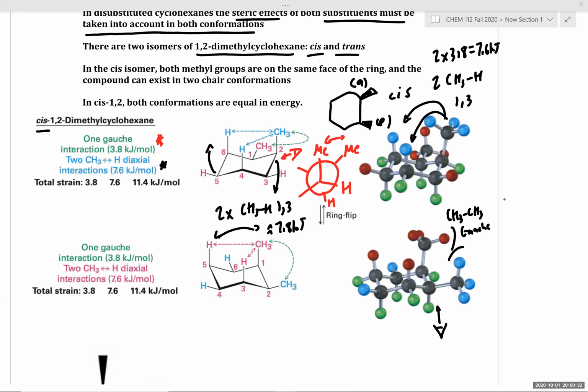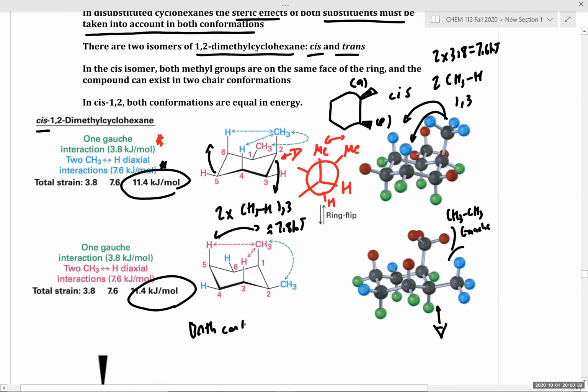So then, if we add up all of our energetic penalties, what we see is that in this case, both conformations have the same energy. So both conformations are equally preferred at equilibrium. Does that make sense to everyone? Okay, so let's keep going now.